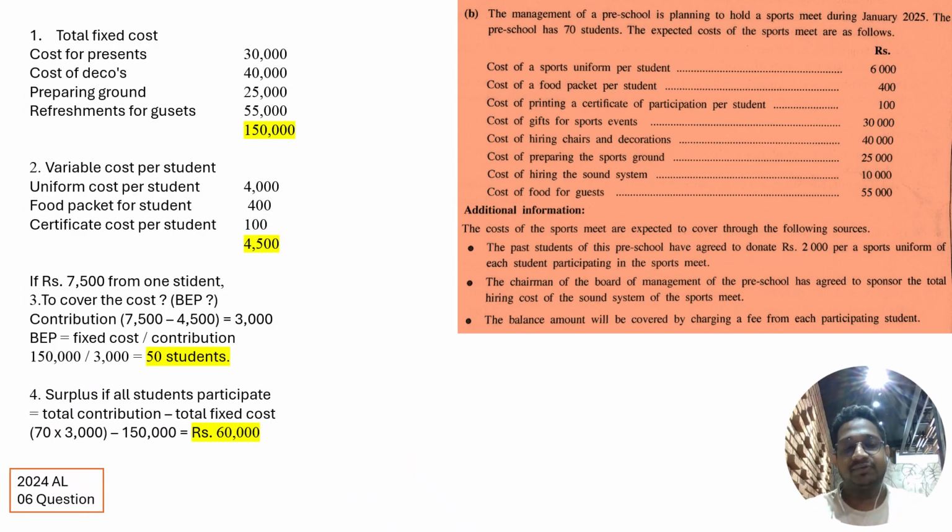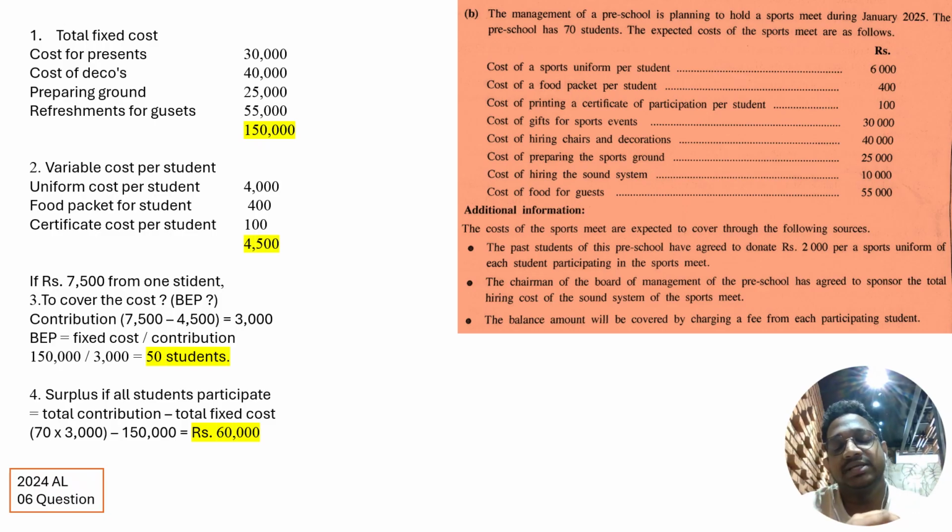And the last part of the exam paper, CVP analysis. The management of a preschool is planning to hold a sport meet during Jan 2025. The preschool has 70 students. The expected costs of the sport meet are as follows.